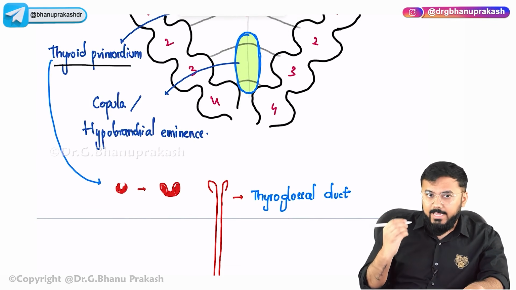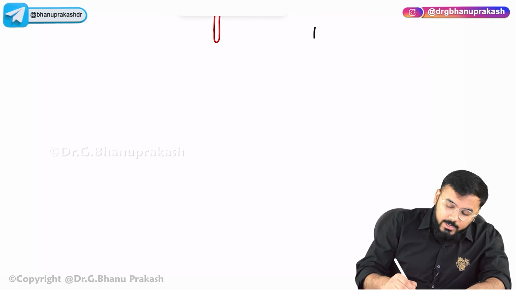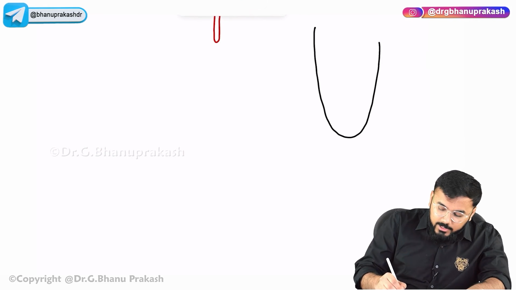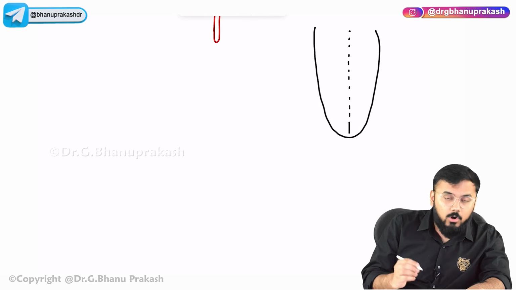Next important thing, how is the tongue formed over here? All of you know that if you look at the tongue like this, this is a tongue. Now in this tongue, what are the important regions you have got over here?